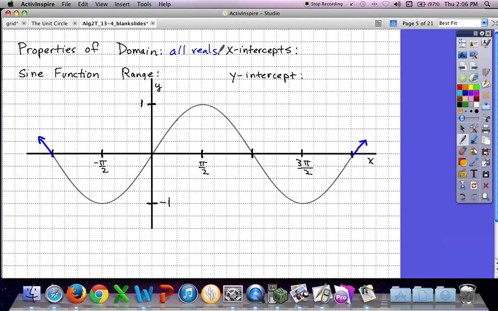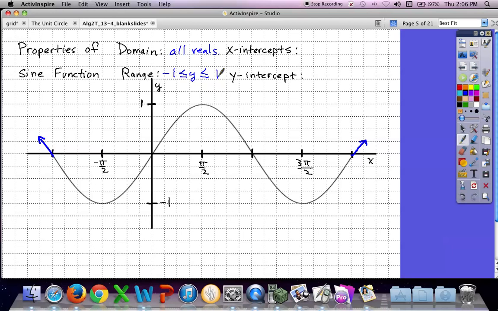The range, though, is not all real numbers. What is the range? How could we say what we see on the graph here? You write this as a three-part inequality. It has to be -1 less than or equal to y less than or equal to 1. That's saying that y is in between -1 on the left and 1 on the right, or -1 below and 1 on top.